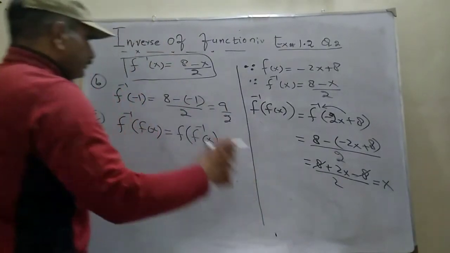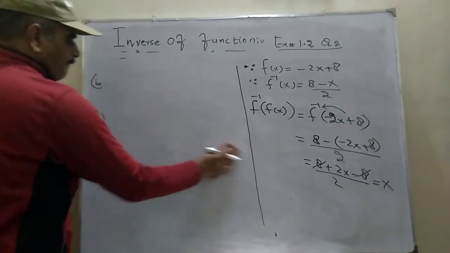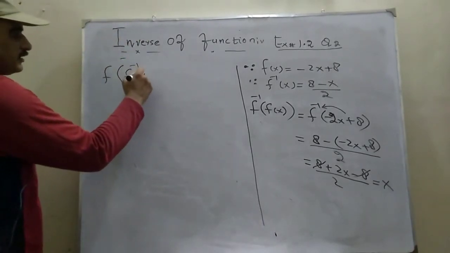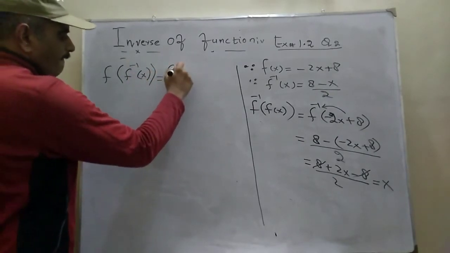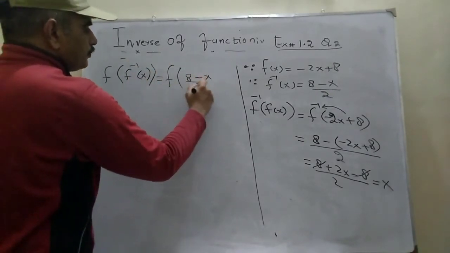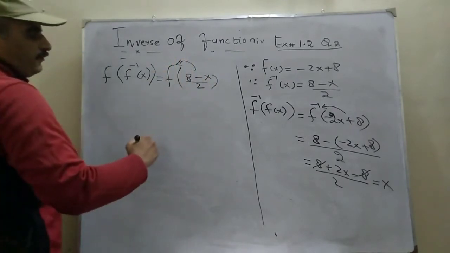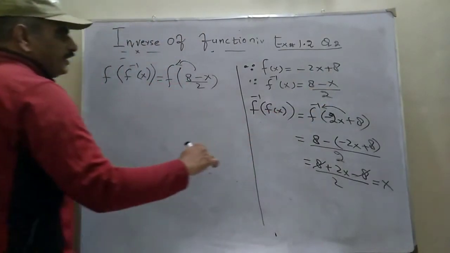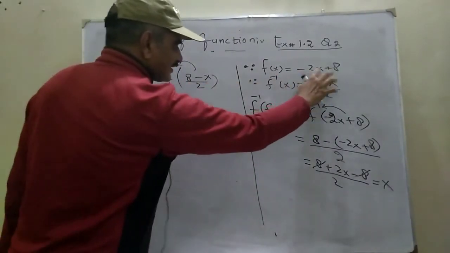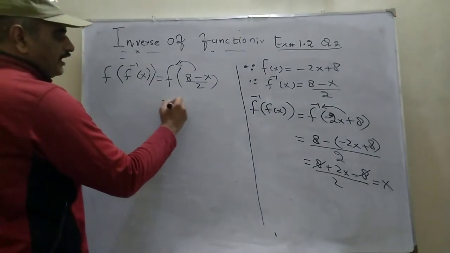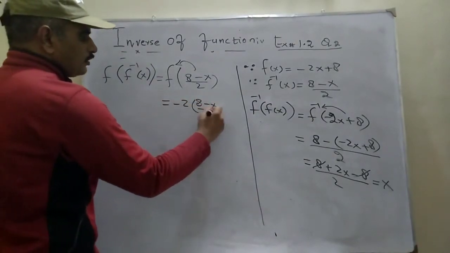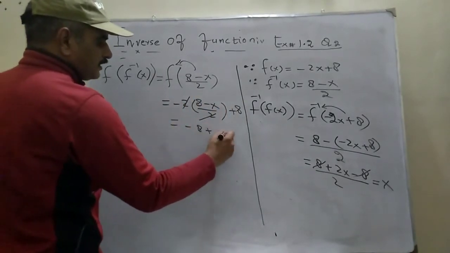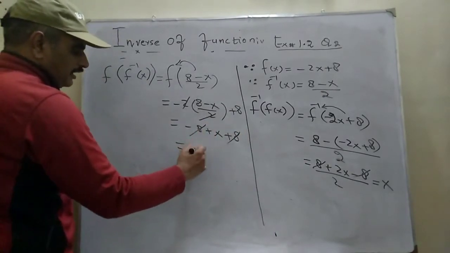Now if we put the inverse function in f of x, that means we will substitute (8 minus x) by 2 into f of x. Here is our f of x, minus 2x plus 8. Here we have to substitute (8 minus x) over 2 in place of this x. So minus 2 times (8 minus x) over 2 plus 8, 2 cancels by 2, minus 8 plus x plus 8, 8 cancels, the answer is x.